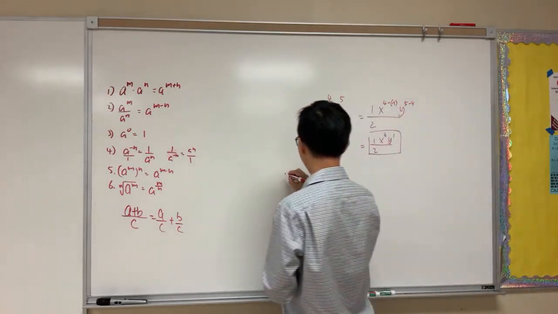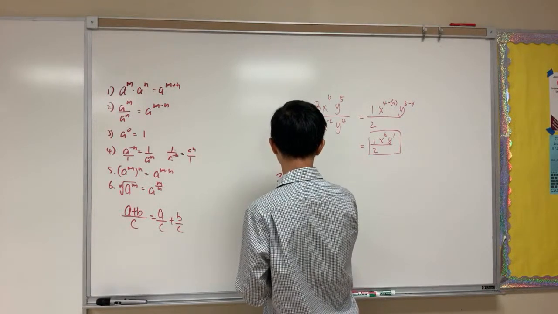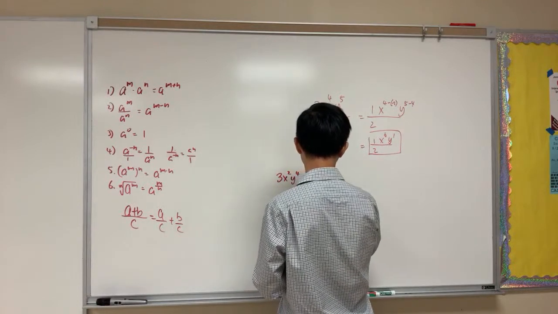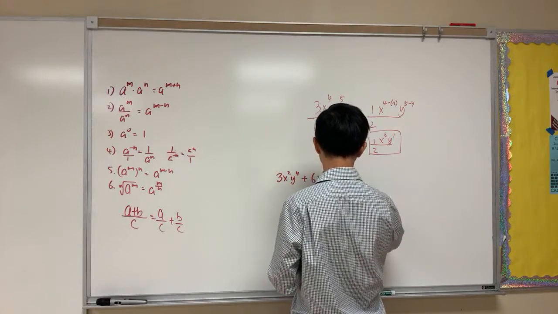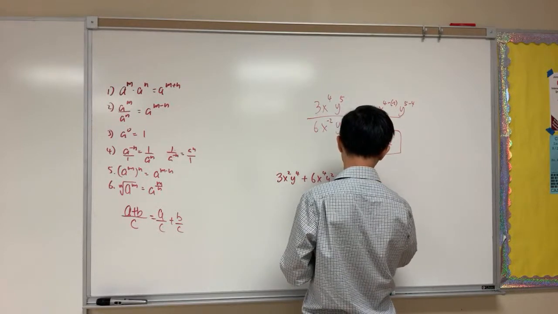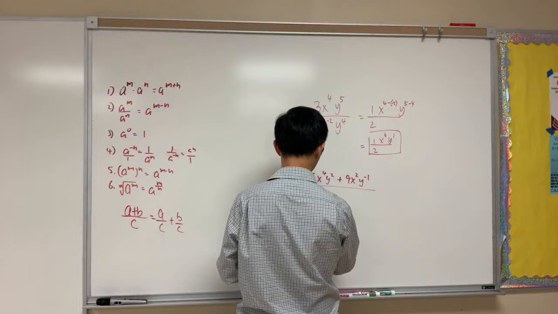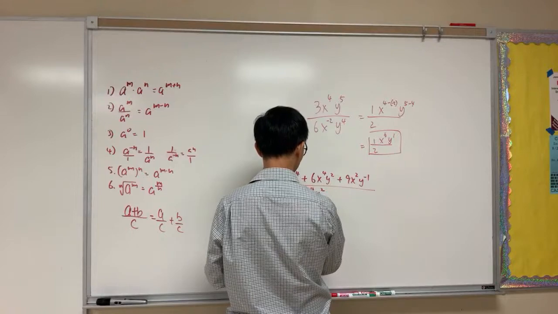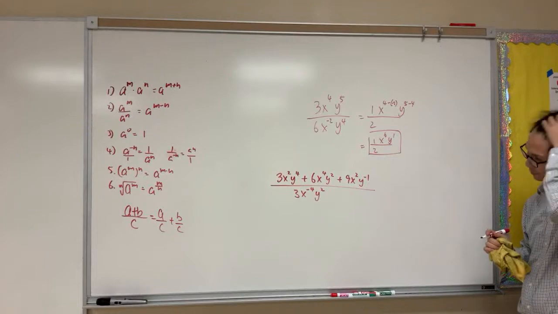The next problem is common, especially on a lot of AP calculus. So 4 plus 6x to the 4th y to the 2 plus 9x squared y to the negative 1, all over 3x to the negative 4 y to the 2. So how do I simplify those questions?